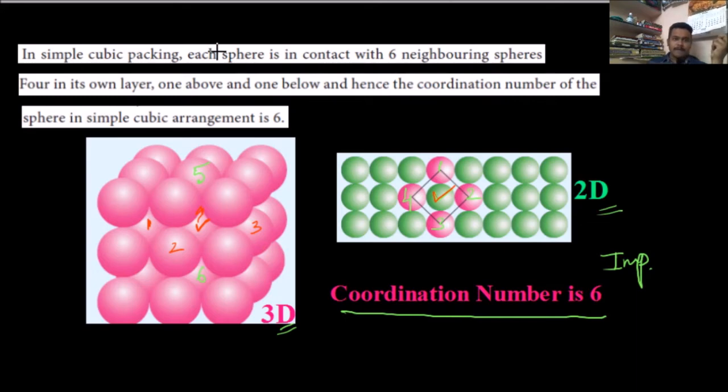That is what you can read here: 4 in the one layer, one above and one below. Hence the coordination number of the simple cube is 6. That is what we discussed now.